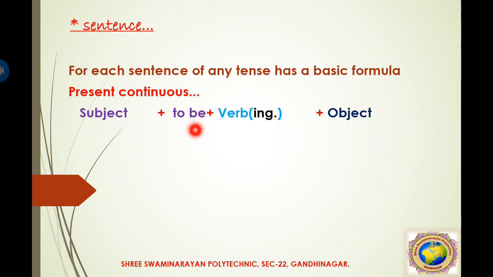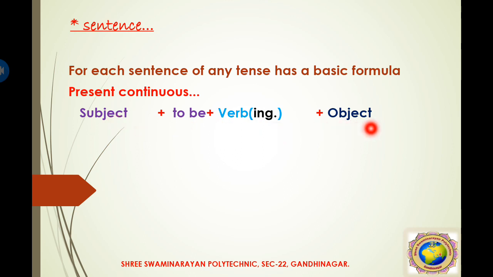Here to be is called a helping verb. The verb is the action part, and the helper of the action part is the to be. We are using the to be forms as helping verbs: is, am and are. The verb is in its base form, and this ing represents the process as continuous. So of these 3 portions, to be is the helping verb is, am, are, this verb is the base form, and this ing represents the continuous process.